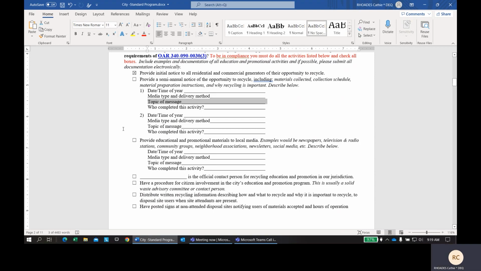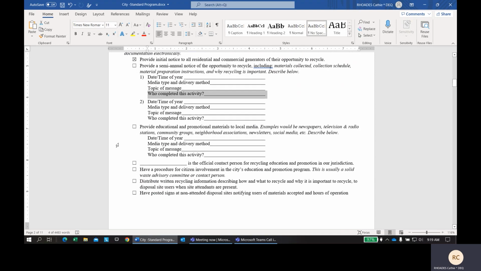Next, the topic of the message would be where and how to recycle. And who is completing this activity? Is it the service provider? Is it the city? Or is it the county? So here's where you would indicate the 2 reaches that you did out to residents during the year.